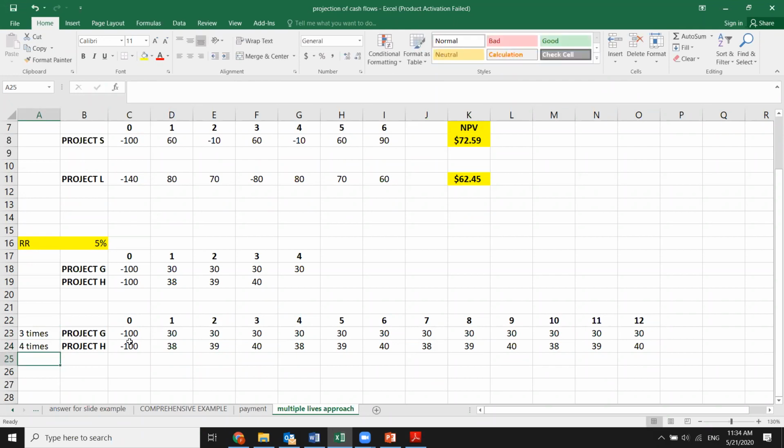Our investment cost is 100. So the project G is lasting 4 years. Okay, 4 years cash flow. And 0 is the investment cost. Then we go again. We're considering the next restart. Let's say we are restarting again. This, we restarted 4 years, 1, 2, 3, 4.